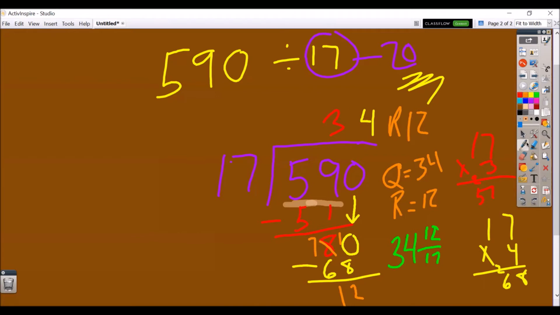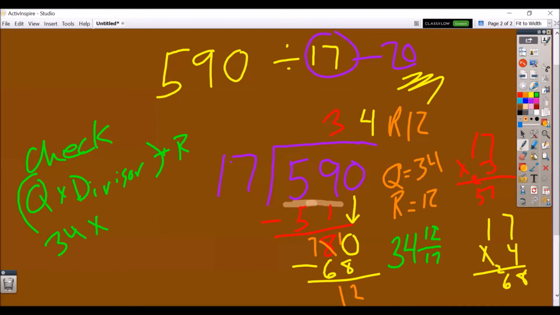So good job, guys. Now we need to do the check. Now when our quotients are two digit answers, that means our multiplication check is gonna be a little bit more challenging. So let's go ahead and do our check. We want quotient times divisor plus remainder. And I'm gonna go ahead and place those parentheses around the multiplication part because we're gonna have to do that first. Well, our quotient is 34 and our divisor is 17. So we need to multiply that plus our 12 remaining.